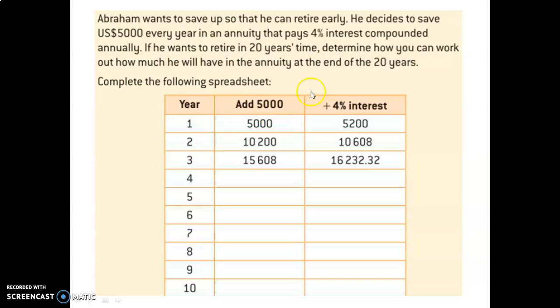He wants to retire in 20 years. Let's see how much he has in 20 years. So here's how it begins. Year 1, he puts 5,000 in, and then he gains 4% interest.